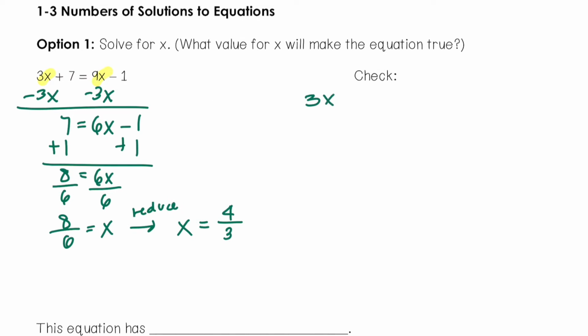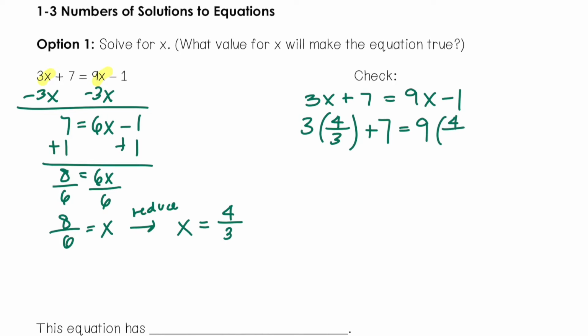So to check my answer, I'm going to plug in 4/3 where I saw the x. This 3x again represents 3 times the quantity for x, so times 4/3. I'm going to rewrite 3 just as a fraction, so it's easier for me to multiply these fractions together. So 3 is the same as 3 divided by 1, and 9 is the same as 9 divided by 1. Then from here, I'm going to multiply the numerators, so multiply the numbers on the top, and then multiply the denominators.